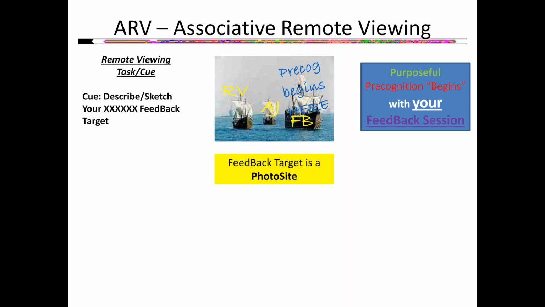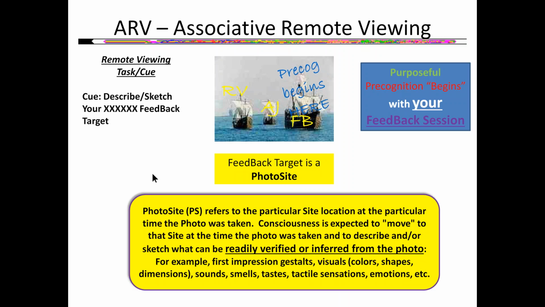Now, emphasizing the feedback target now is a photo site. There have been lots of different ways of doing ARV. Sometimes you can use objects. Sometimes you can go out to a physical site. We use, for many practical reasons, photo sites. Now let me tell you what a photo site is. A photo site refers to a particular location. So the word site means a particular location at the particular time the photo was taken. So here you've got the photo site now.